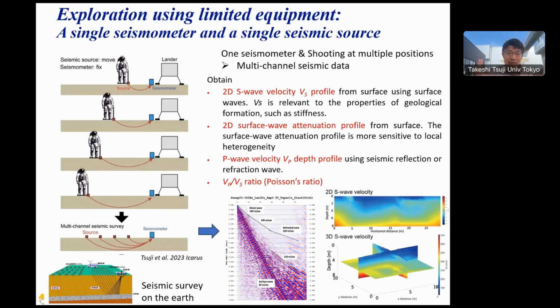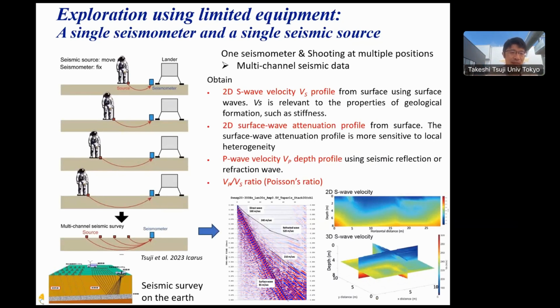But our seismic source is just one, and maybe we cannot deploy many seismometers on the moon. So how do we obtain multi-channel seismic data as we do on the Earth?